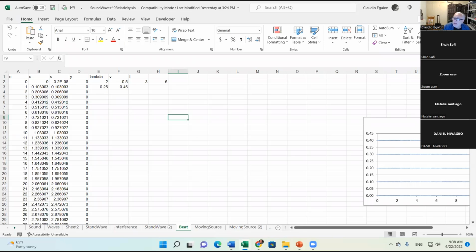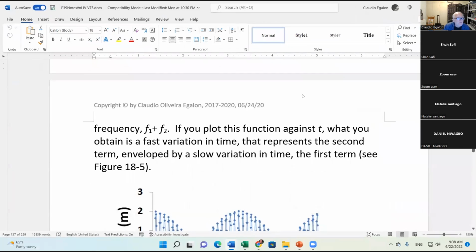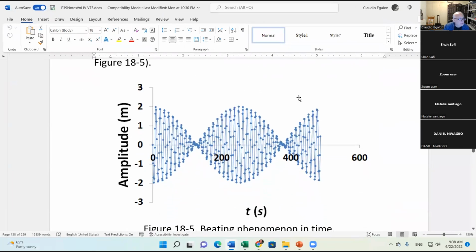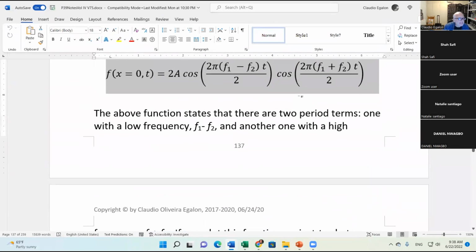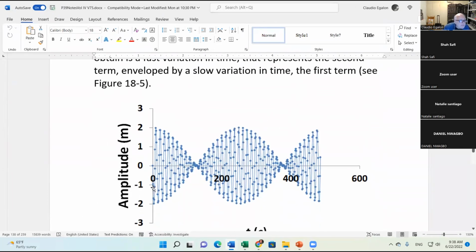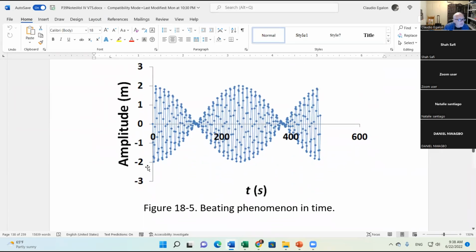Well, I'm going to show you my own plot. Unfortunately, I don't have that in Excel, but I have it here in my notes. So that's what happens when you plot a graph like that. We have a term here with a very high frequency. We are plotting amplitude versus time. That's the high frequency term. And this other term here is the low frequency modulation.